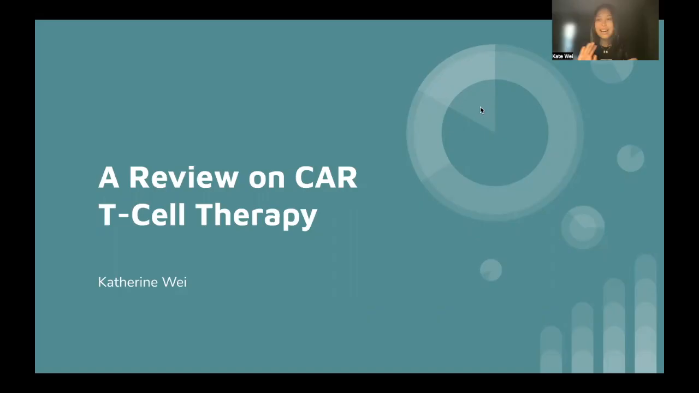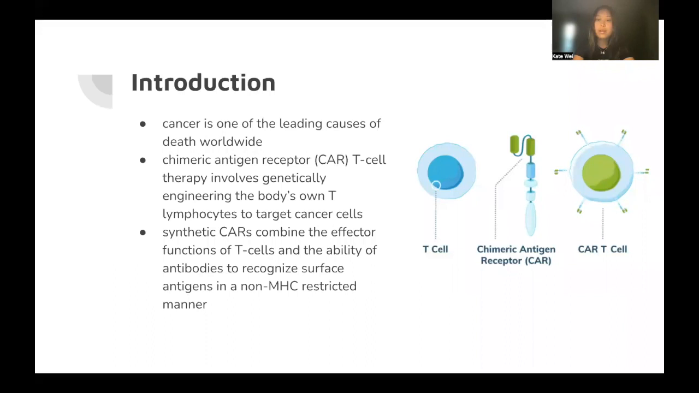Hi, my name is Katherine White, and I'll be presenting on a review I've been putting together on CAR T-cell therapy. Cancer is one of the leading causes of death worldwide, accounting for nearly 10 million deaths in 2020, and one of the newest, most promising treatments for cancer is chimeric antigen receptor T-cell therapy, or CAR T-cell therapy, which involves genetically engineering the body's own T-cells to target cancer cells.